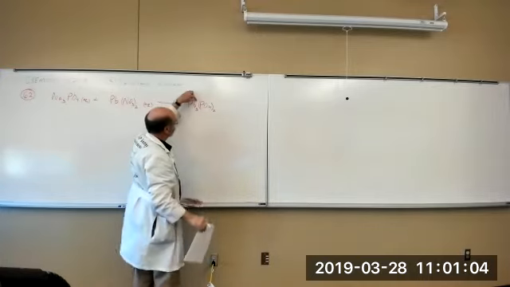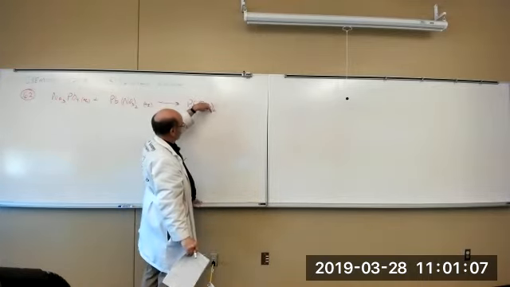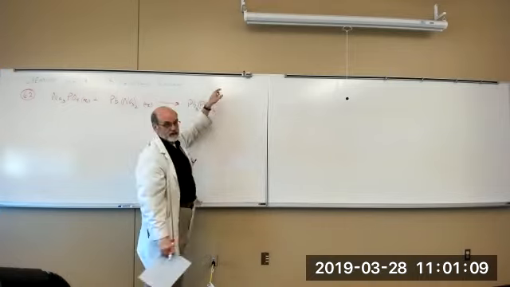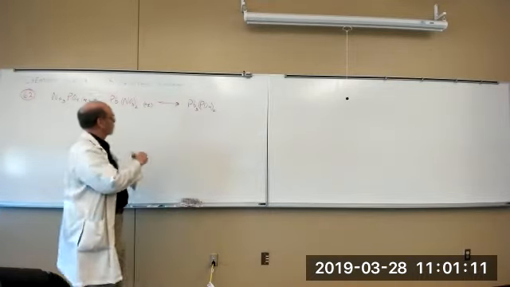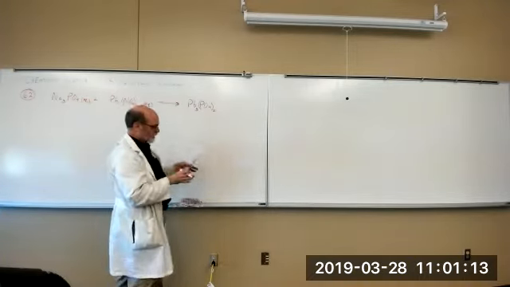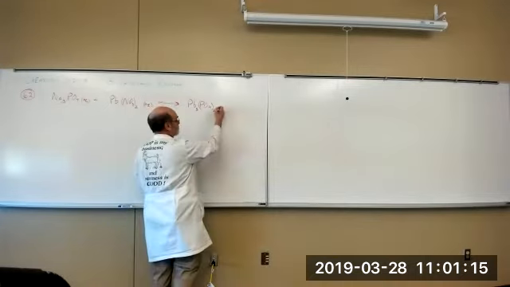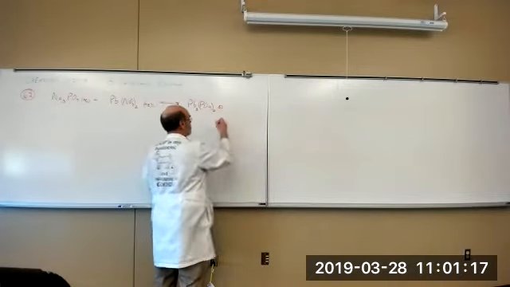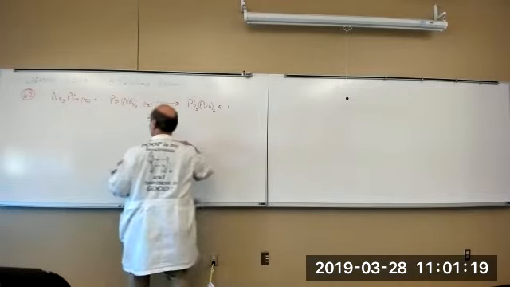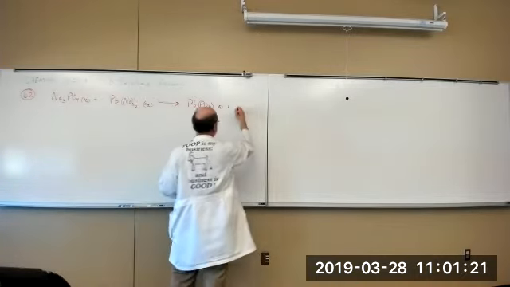So 3 goes over here, 2 goes over here. And you say 2 plus times 3 is 6 plus, and 2 times 3 minus is 6 minus. We're balanced. Okay, look this up in your chart and you find it's a solid. That's the precipitate. And what do you have left over? Sodium and nitrate.